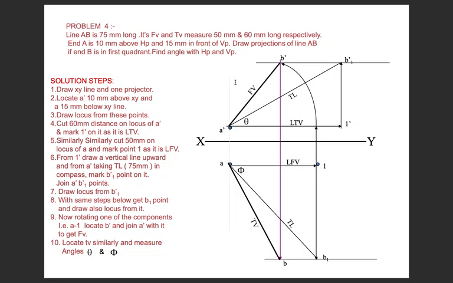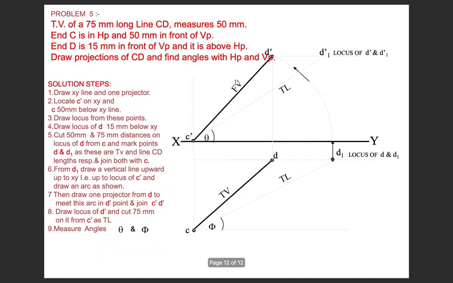The line AB is 75 mm long. Its front view and top view measure 55 mm and 60 mm long respectively. End A is 10 mm above HP and 15 mm in front of VP. Draw projections of line AB if end B is in first quadrant. Find angle with HP and VP. And this is the last problem. This is of another kind, which you can just try out.